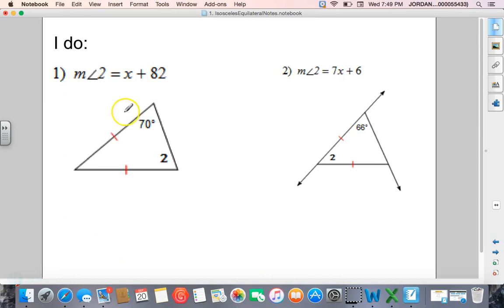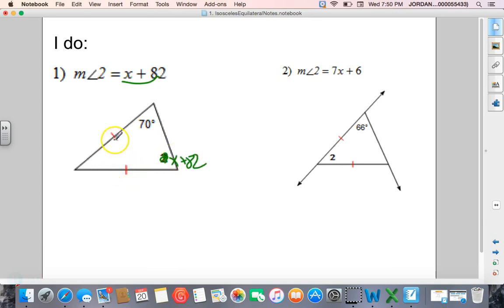Alright, last couple we're going to go over. And it's basically the same. It's just a different way of presenting it. They tell you measure of angle 2 equals x plus 82. And then instead of putting the information in the triangle, they just tell you this is angle 2. So all you really need to do is ignore this 2 and plug this in for angle 2. So we're going to call this x plus 82. And that's really all that's different on this one.